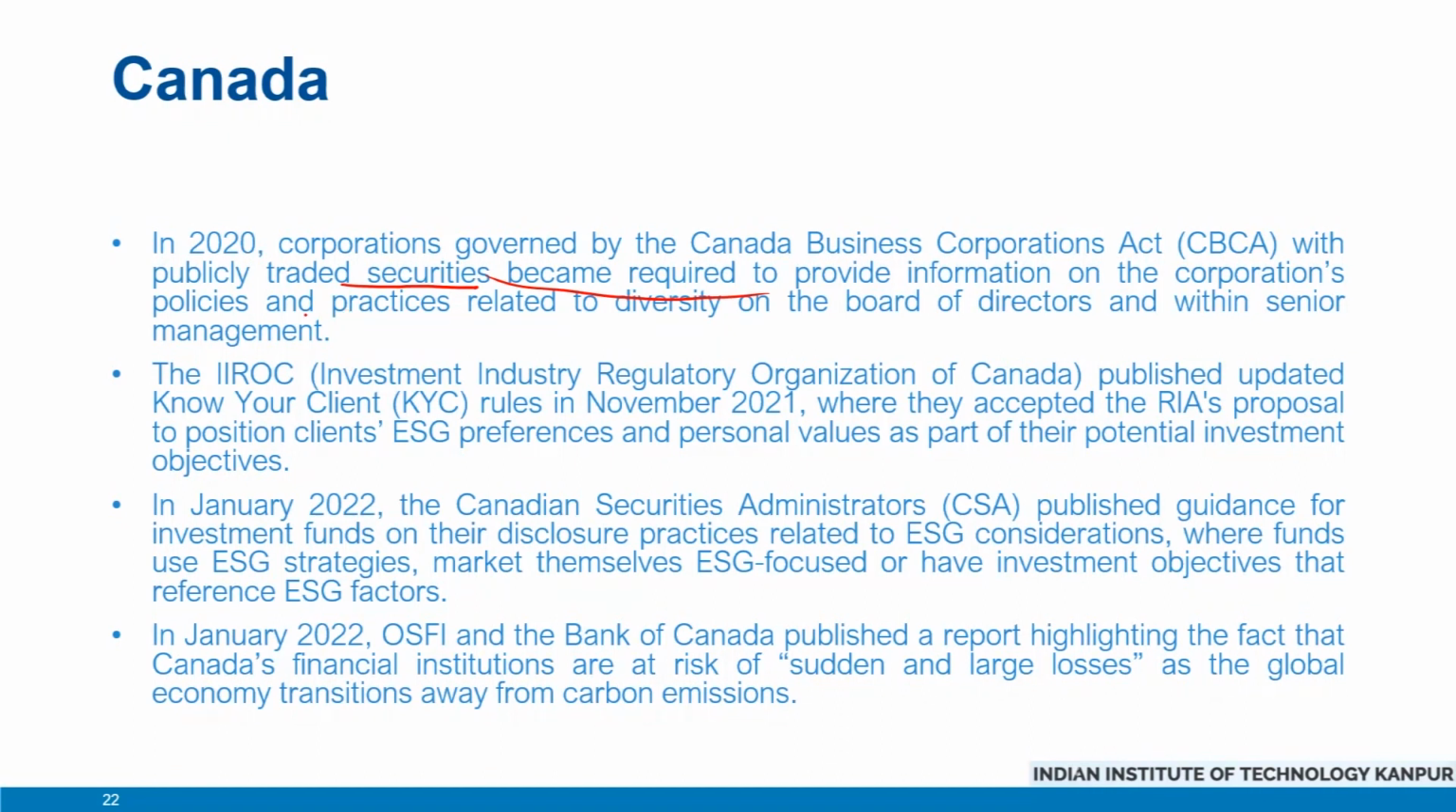on the corporation's policy and practices related to diversity on the board of directors and within senior management. This includes the number and percentage of members of the board and of senior management who are women, Aboriginal persons, members of visible minorities, and persons with disabilities. Canada became the first jurisdiction in the world to mandate diversity disclosure concerning specific personal characteristics in addition to gender.